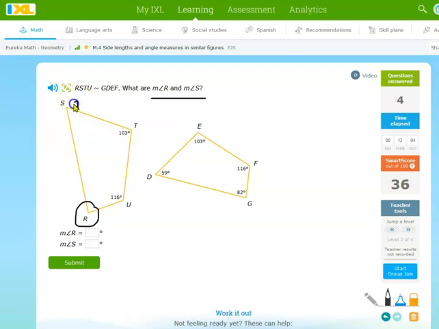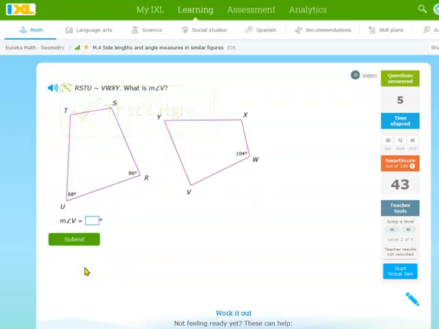So R is the first letter. G is the first letter. So that means that R and G correspond. So if G is 82, R must be 82. And then I'm going to change my color to red, and we'll do S. So S is the second letter. What's the second letter over here? It's D. So S, whoops, I didn't mean to turn that on. S, what did we say? S and D. So D is 59, so S must be 59. We'll go ahead and we'll hit submit there.